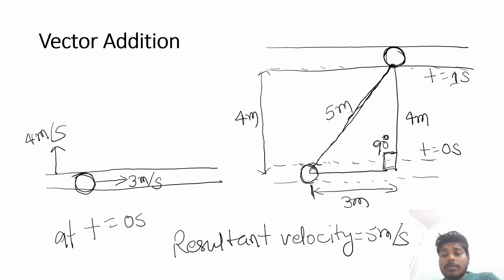So from this example only, we are going to draw a triangle for the resultant value, how to actually get the resultant velocity triangle. Okay, so we will move to the next slide.